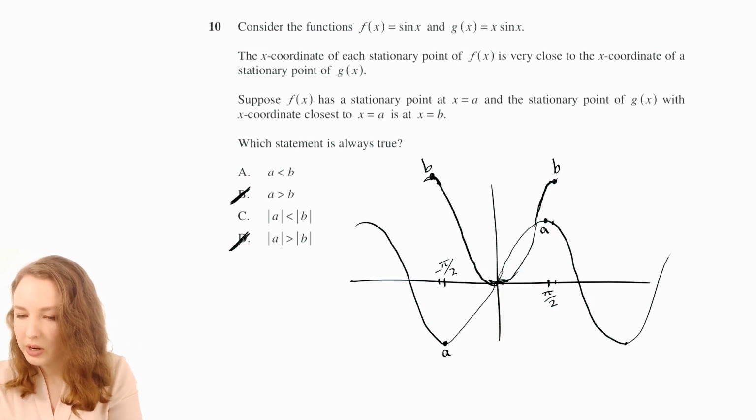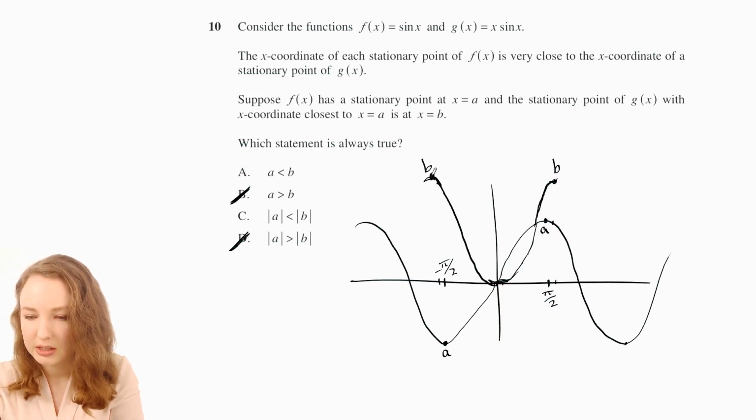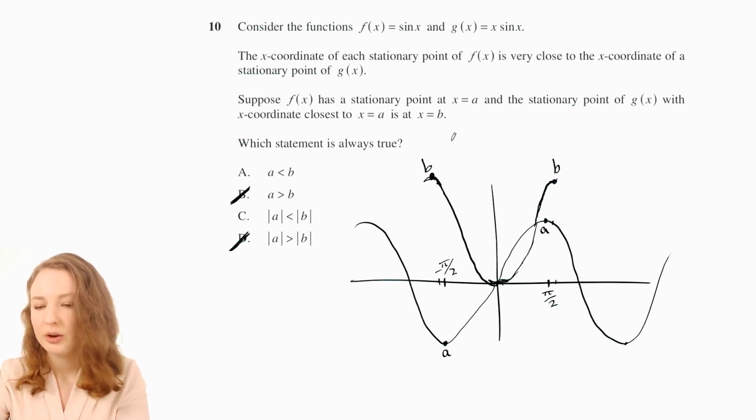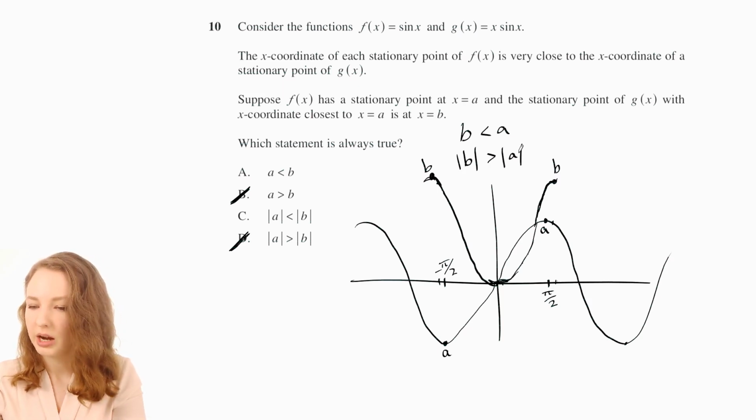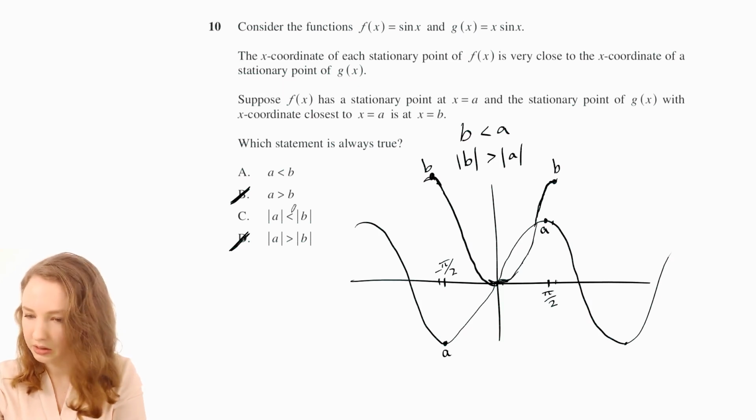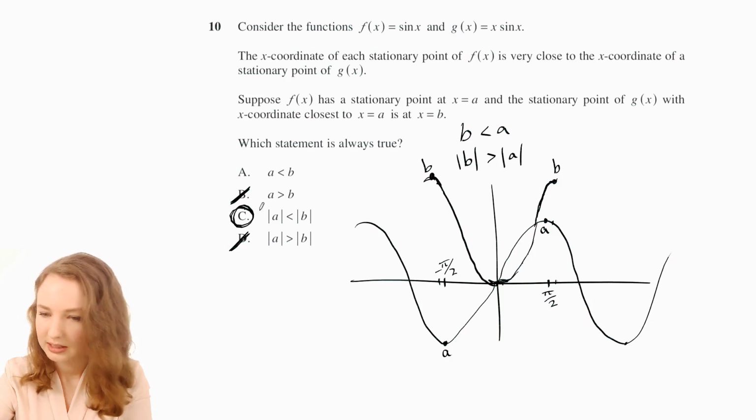So that one has actually B less than A because it's more negative. But you could say for that the absolute value of B is going to be greater than the absolute value of A. And that was true for this one as well, except they've done it the other way around. So, C.